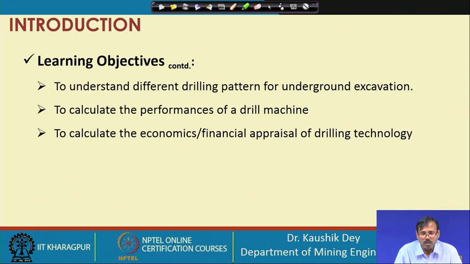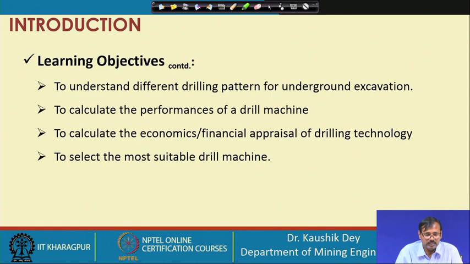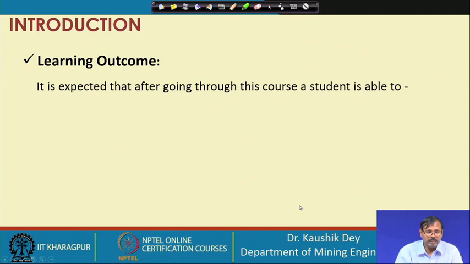Here we need to know how to calculate the different heads of accounts, like owning cost, operating cost, manpower cost, overhead cost. All those costs have to be calculated to identify the financial appraisal of a drilling technology. Then the most important one, which is essentially required: for an excavation situation, how will we select the most suitable drill machine, so that it will address the performance and the financial constraint in that particular case.